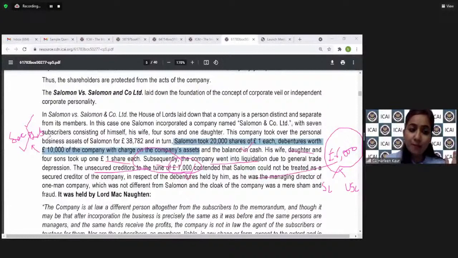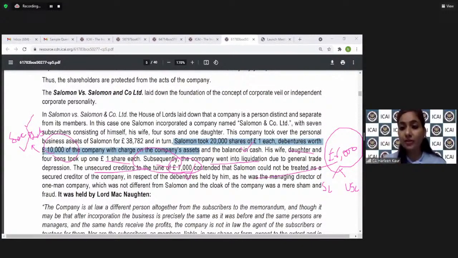But now out of it, 6,000 pounds, we have 7,000 for unsecured creditors. And do you remember this 10,000? I told you these are secured debentures. So don't you think Salomon should be paid first? They said only 6,000 pounds are left. So Salomon said, I am a secured creditor of my company, so I should get the entire 6,000 pounds. And nothing was given to the unsecured creditors.